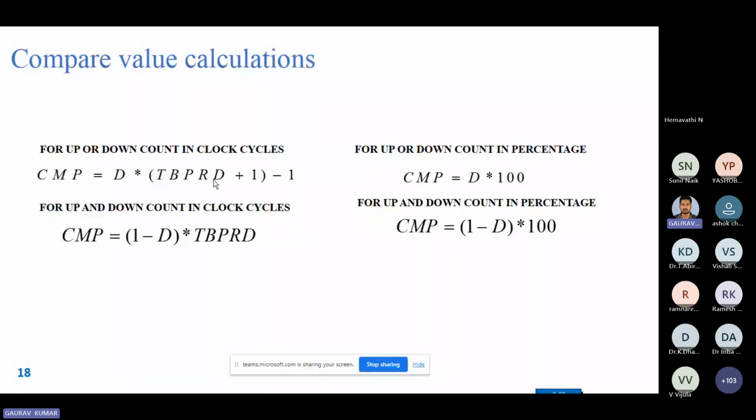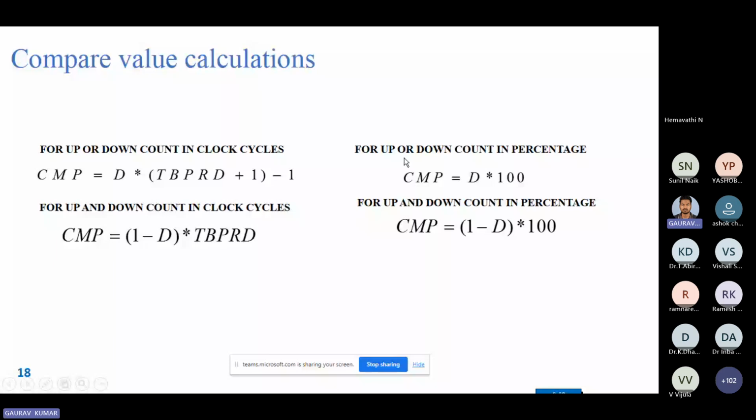And for the TBPRD value, for 10 kilohertz I have told you that the TBPRD value is 4 times 9. So 0.3 times (4 times 9 plus 1) minus 1. In this way we can find the compare value for generating the 30% duty cycle. Similarly, if you want to calculate the compare value for a 60% duty cycle, then you put 0.6 times the TBPRD value plus 1, minus 1. In this way, you can find the up or down compare value in clock cycles.